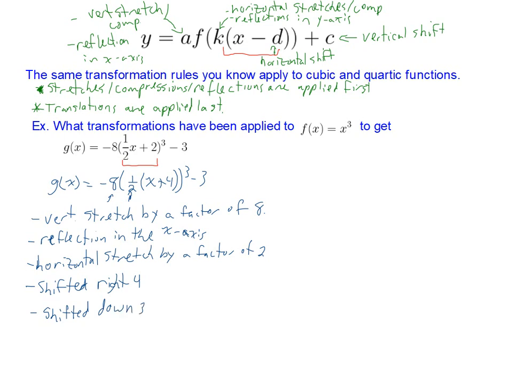So we can now take our base function, the one that we drew on the previous page, and apply these transformations to it and get our new graph. The question here only asks what transformations were applied, but we could actually go ahead and apply those transformations.